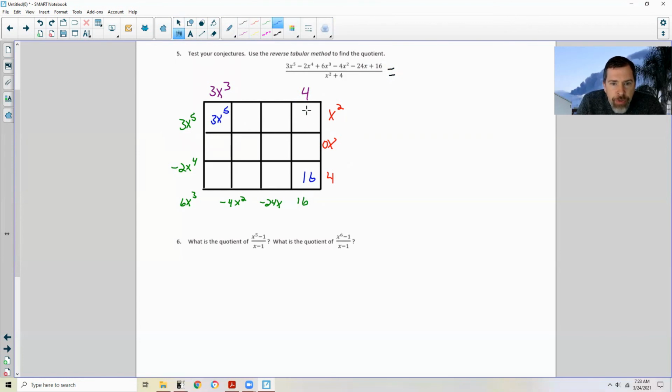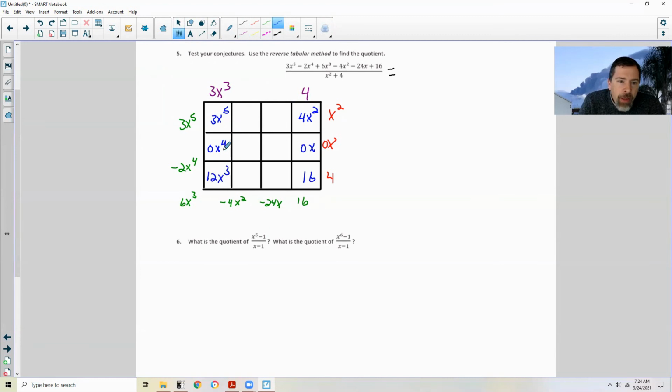So now that I have this 4, I can do this column. x squared times 4 is 4x squared. 0x times 4 is 0x. Skipping over to this column, x squared times 3x cubed is going to be 3x to the 5th, which I already have. Okay, x squared times 3x cubed is 3x to the 5th. 0x times 3x cubed is going to be 0x to the fourth. 4 times 3x cubed is 12x cubed.